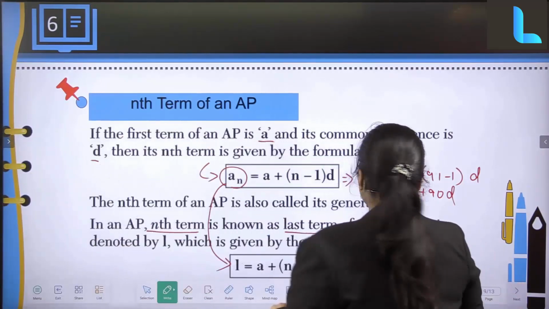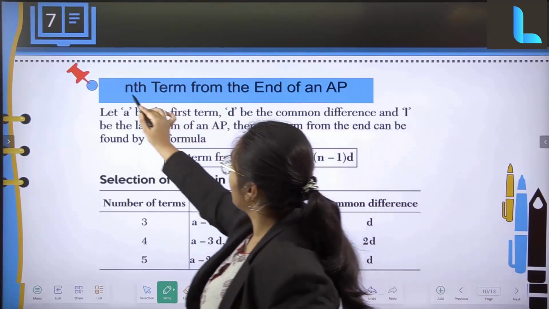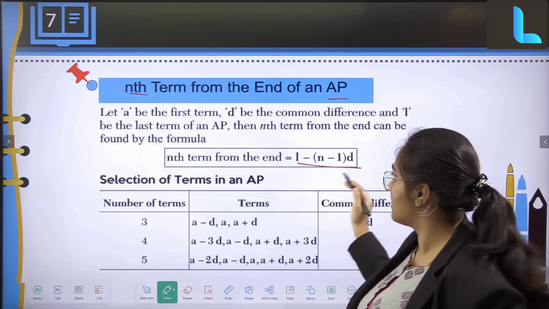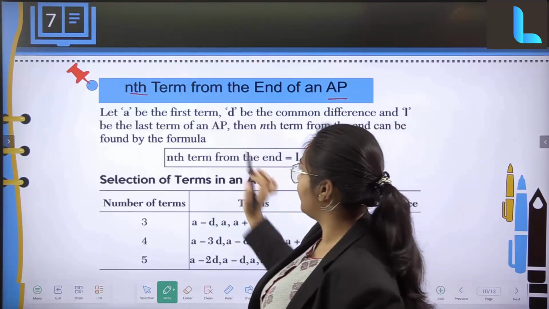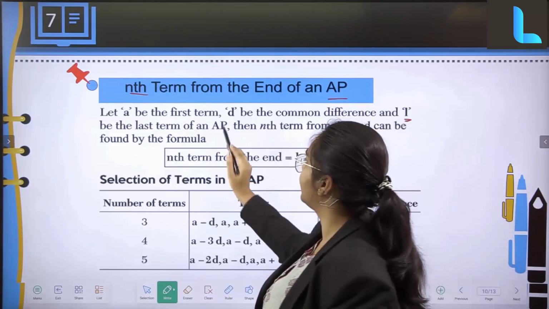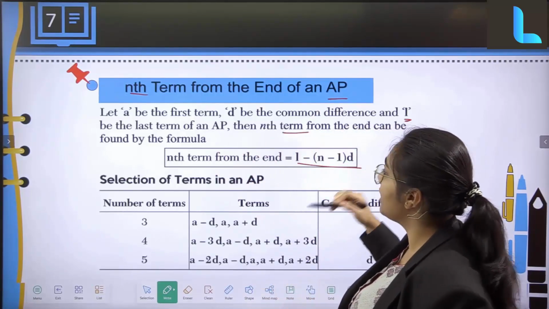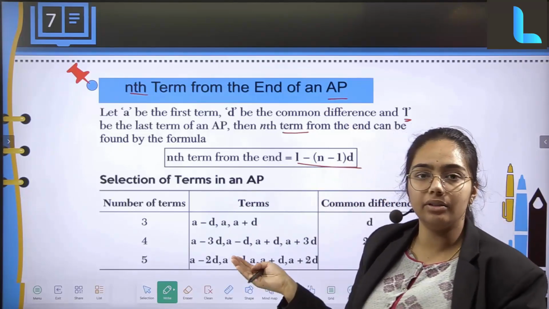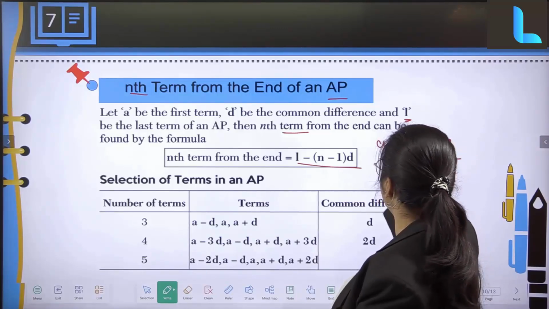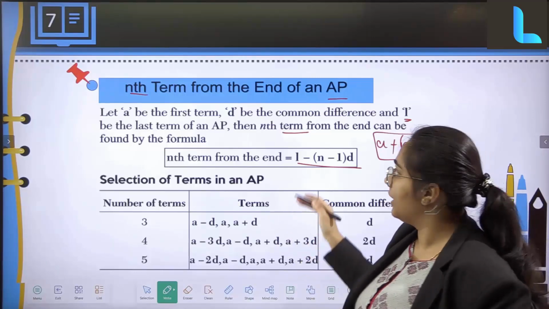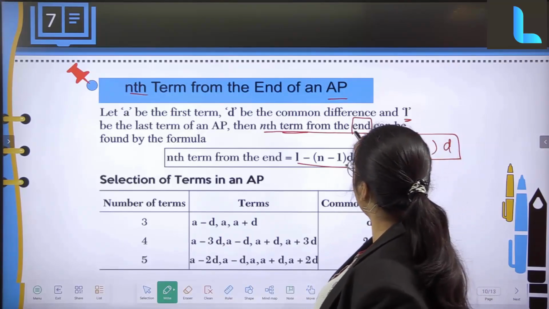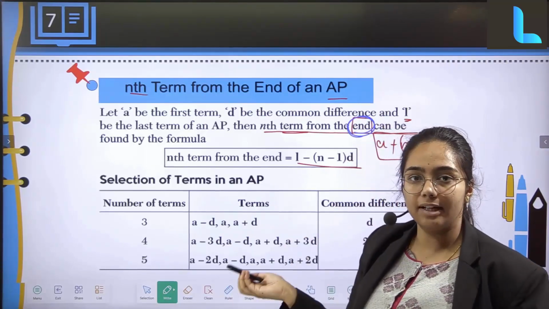Right. The next thing we have to learn is the nth term from the end of an AP. See here, L minus n minus 1 into D. Let A be the first term, D be the common difference, which is going to be the same, and L be the last term of an AP, then the nth term from the end. Till now, the formula which we have seen is A plus n minus 1 into D. This was my general formula, but here, if you observe, it is the nth term from the end. So here the difference is from the end. If I have to find out a value, how will I get it?